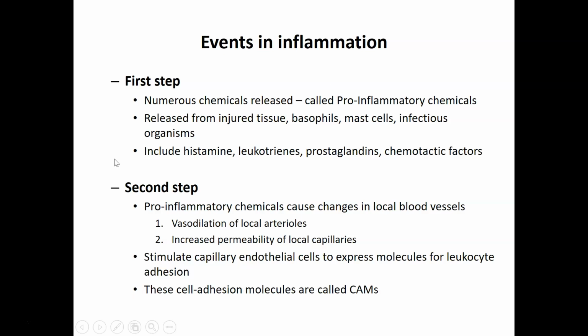Second step, what do these pro-inflammatory chemicals do? So these have an effect mostly on the vessels in the local tissue. Okay? If you have damage in a tissue or infection in a tissue, the chemicals get released, pro-inflammatory chemicals. They're going to affect local nearby arterioles, and they're going to cause vasodilation, right? And they're going to affect local capillaries in capillary beds.